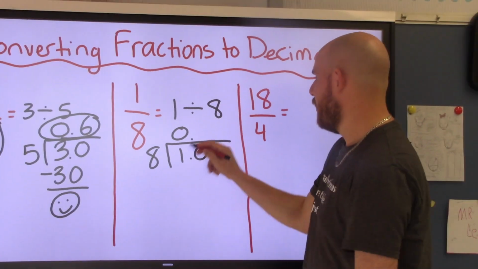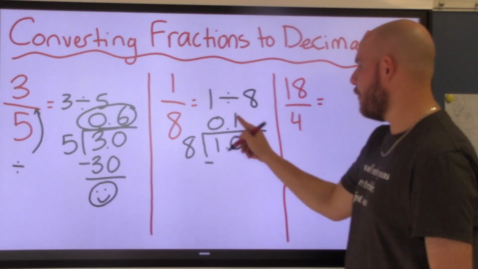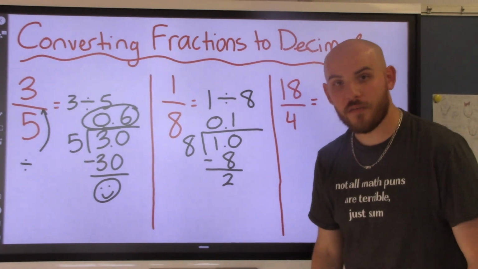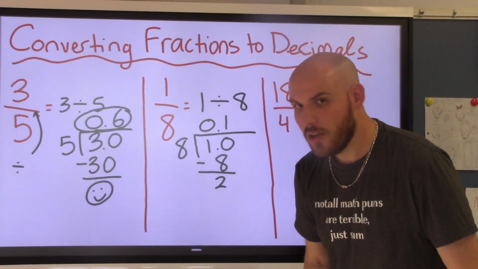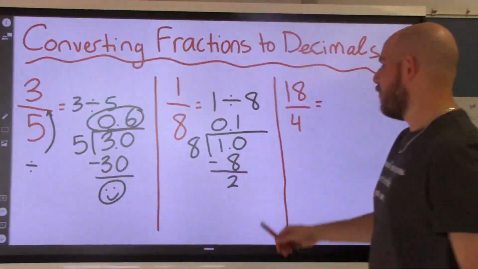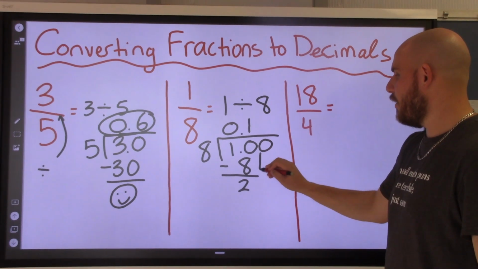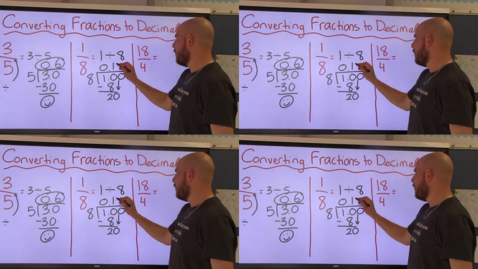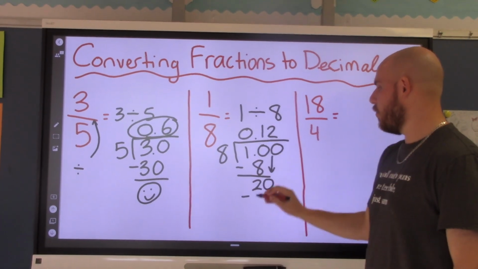1 time. So we put a 1. And then 8 times 1 is 8, so we minus 8. And we have 2. Are we finished? No! So we have to add another 0 and bring it down. How many times does 8 go into 20? 2 times. So we put a 2, and 8 times 2 is 16.